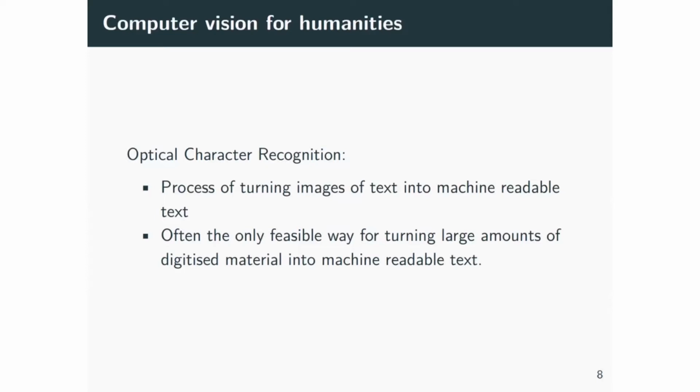And the reason I mention this is because even if you have no interest in computer vision itself, this optical character recognition, particularly if you're working with historical material, will often have an impact on what you can do with the text that comes out of that software. So it's important to be aware of that background of how that material became machine readable text.